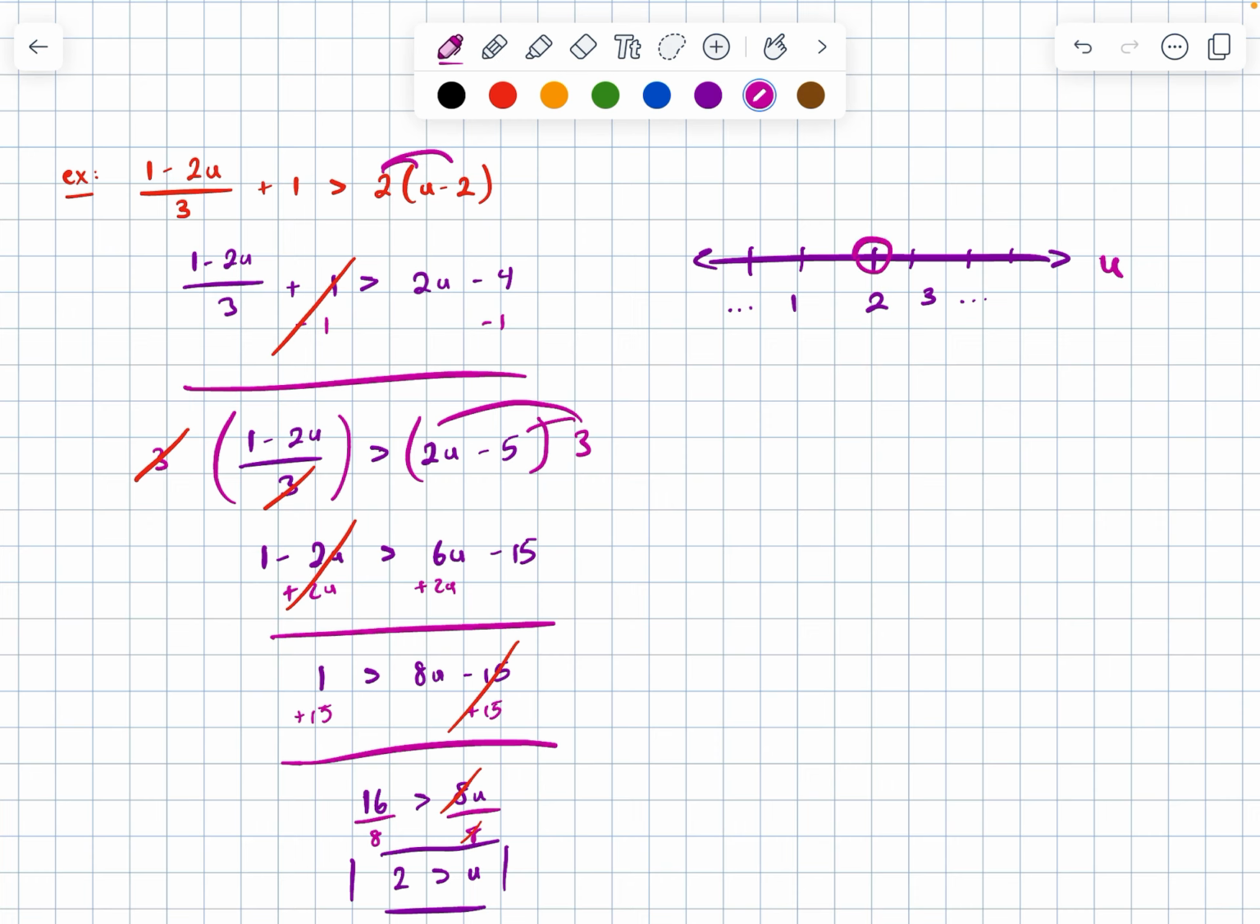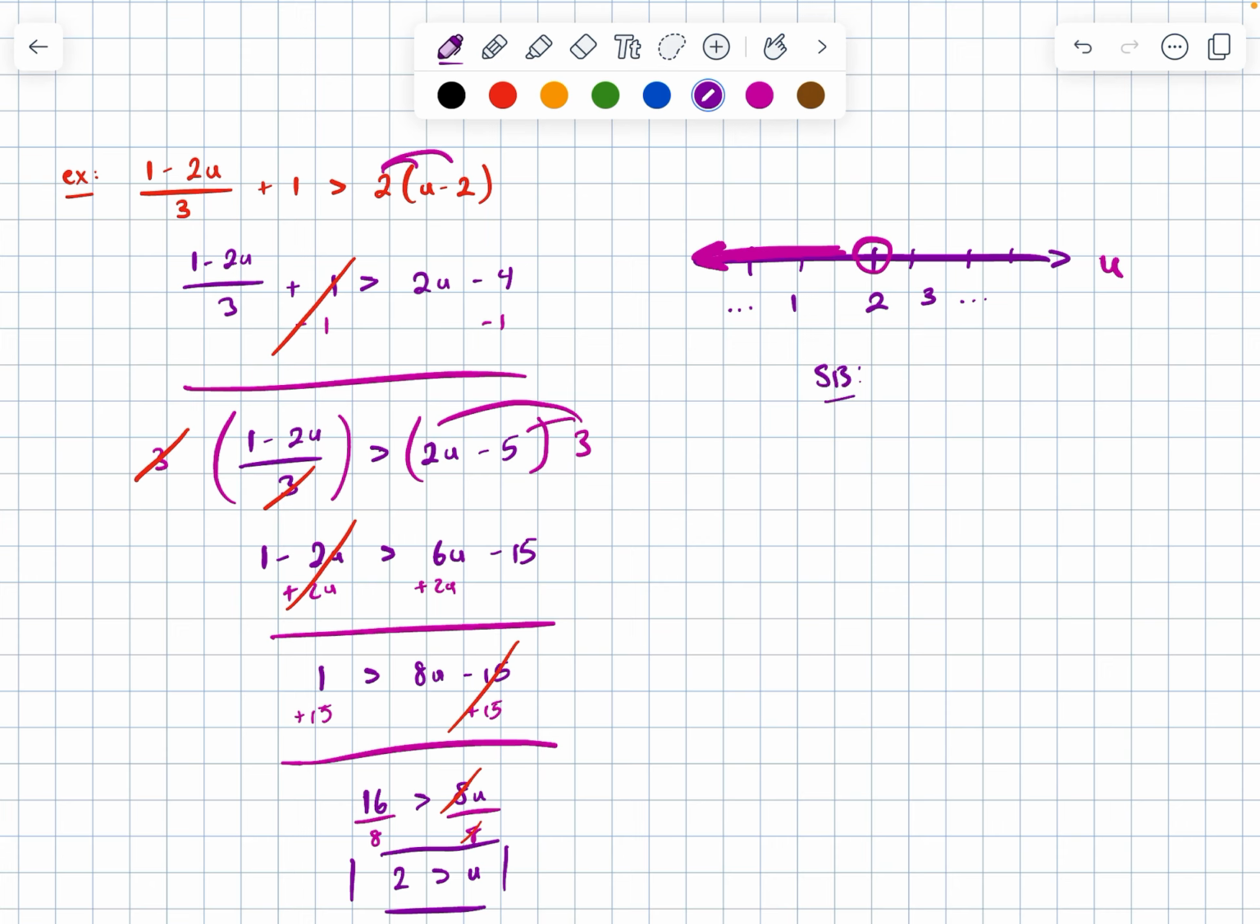2 is getting circled. Is that circle getting filled in? Well, I don't see an or equal to, so it's going to stay open. And now again, don't fall into the trap just because I see a greater than sign. The u is on the smaller side of the inequality, so u needs to be smaller than 2. So I'm going to shade in the left side of my number line.